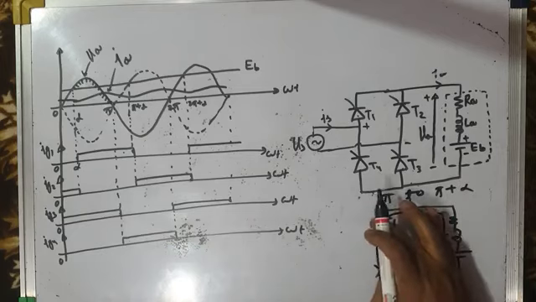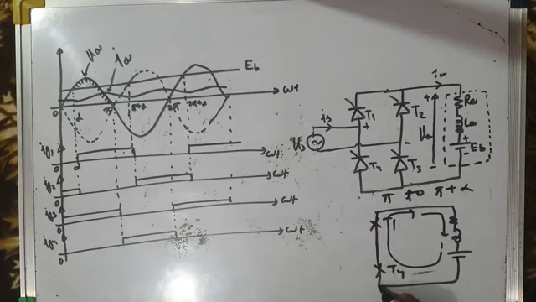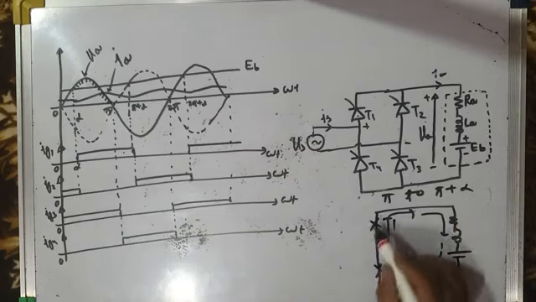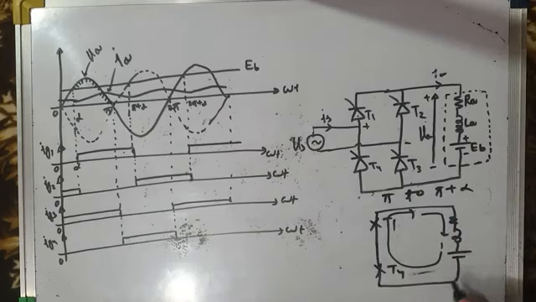Since load terminals are shorted through T1 and T4, assuming T1 and T4 to be ideal devices, load voltage will become zero. And what will happen to the current? Load current will not become zero. It will freewheel through T1 and T4. This is called freewheeling action.